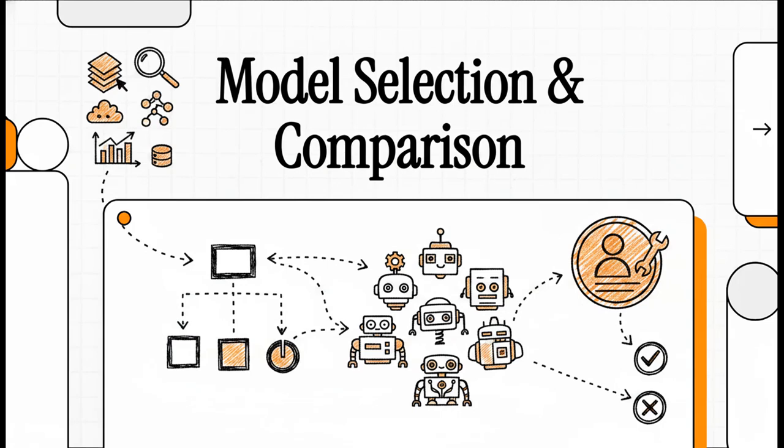Welcome to the Explainer. Today we're going to unpack one of the absolute most critical decisions in all of machine learning, how we actually hire the right AI for the job. You see, it's not just about throwing data at a computer and hoping for the best. It's actually a highly specific, kind of fascinating matchmaking process.